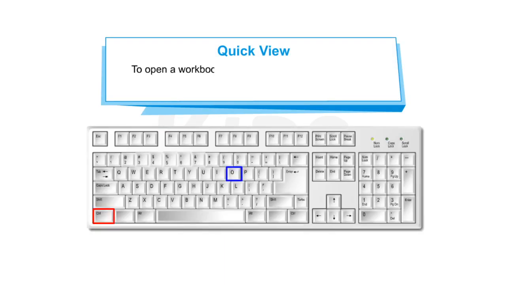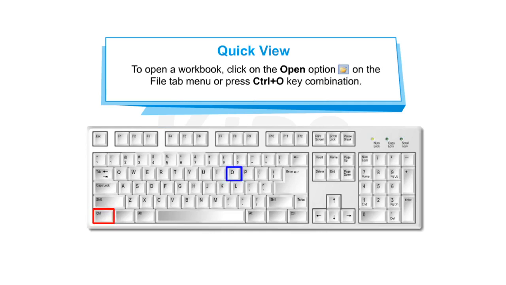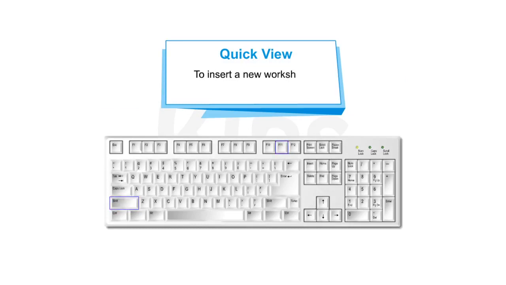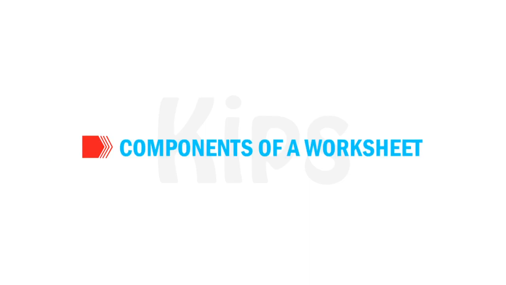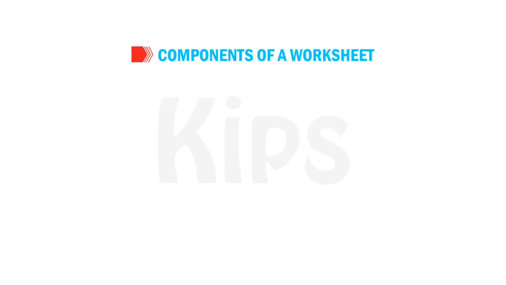Okay, now let us take a quick view. To open a workbook, click on the Open option on the File tab menu or press Ctrl+O key combination. Students, let us take a quick view to insert a new worksheet. Press Shift+F11.